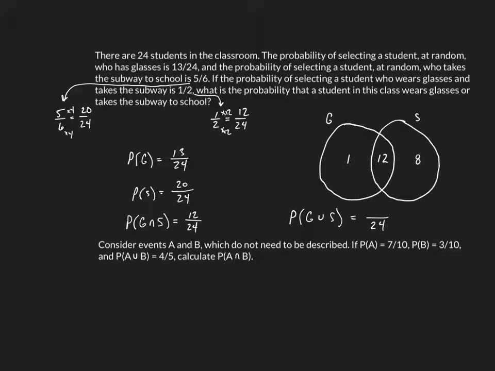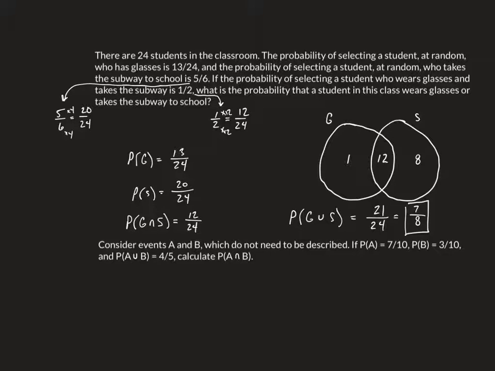And now all I have to do is add up these numbers. I've got 1 plus 12 plus 8, which is 21. So now I know that there are 21 students who either wear glasses or take the subway to school, and you should reduce that fraction. Both 21 and 24 are divisible by 3, so 7/8. So the probability that a student does either G or S is 7/8, and you do want to reduce that.